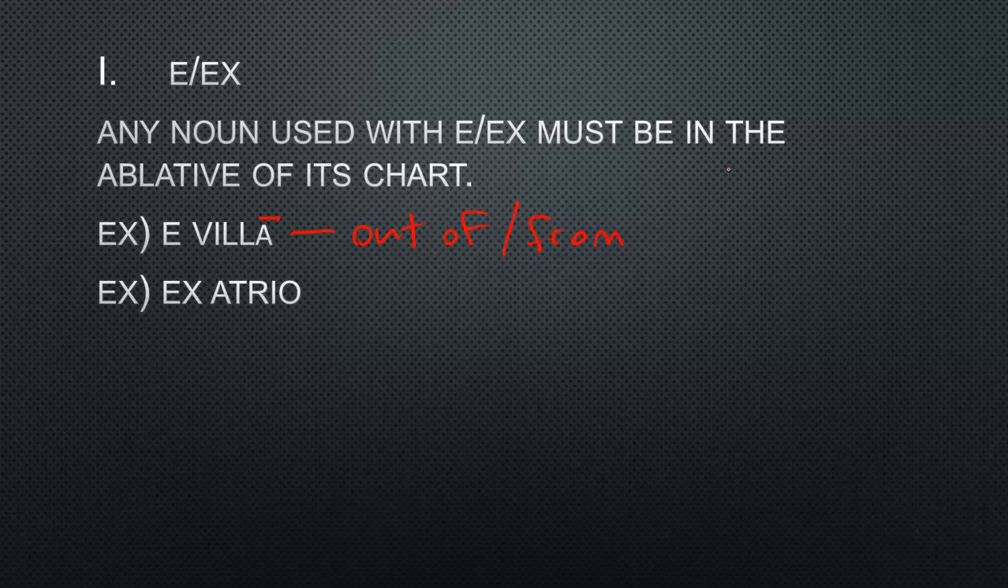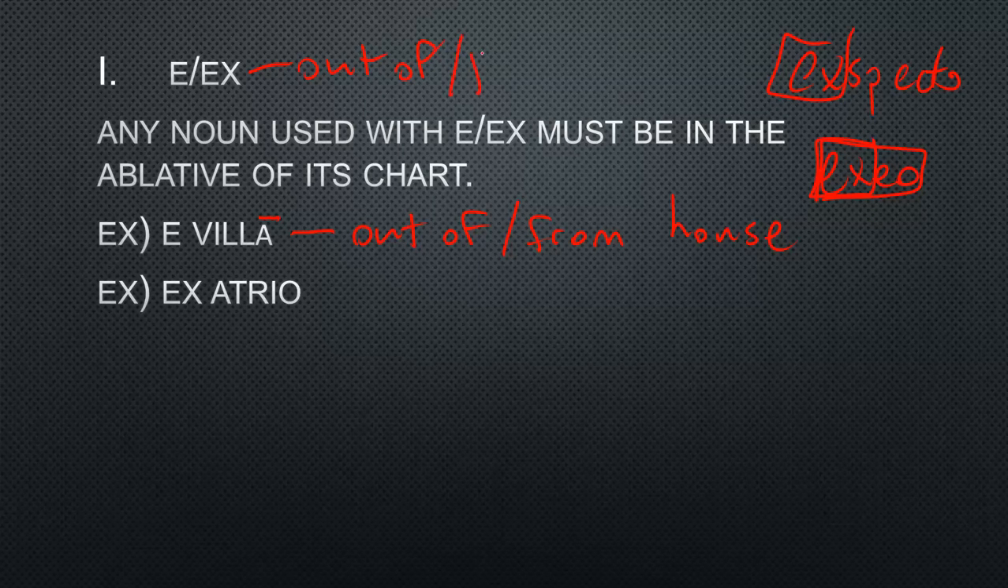And I just realized you guys have only seen this preposition in the word exeo, which means to go out or exit, right? It's the ex part. And expecto will be a verb that'll come up, which means to watch out or to expect. So we're going to see this preposition all the time. So we're going to go ahead and learn it. And it means out of or from. So add that to your vocab. So a villa would say out of or from the house. Ex atrio then would be out of or from the hallway or the atrium.